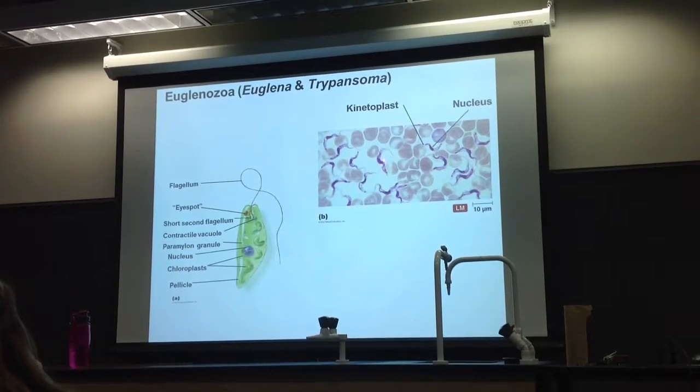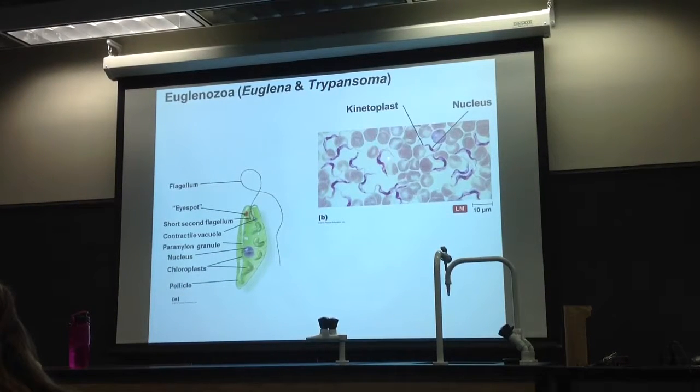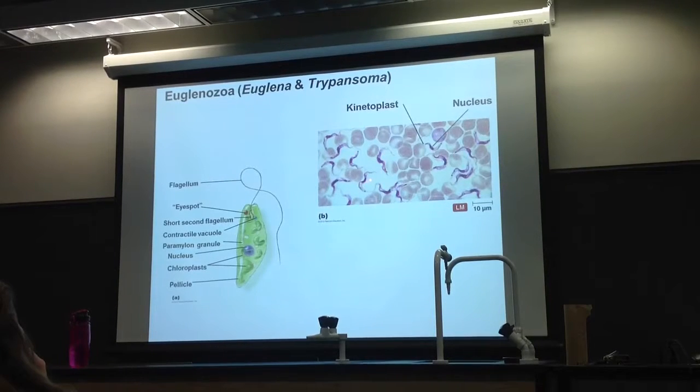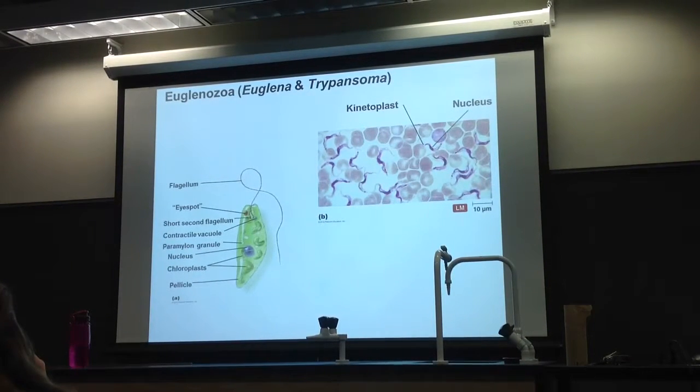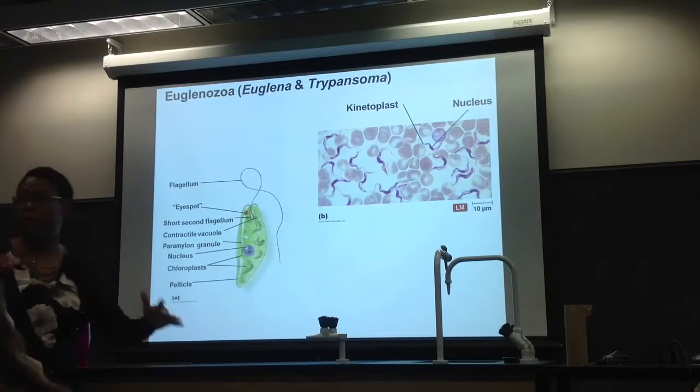Now this guy here, that's trypanosoma. Also a flagellate, it has a flagellum. These look like they're in a blood smear. These guys cause sleeping sicknesses. You got two kinds.